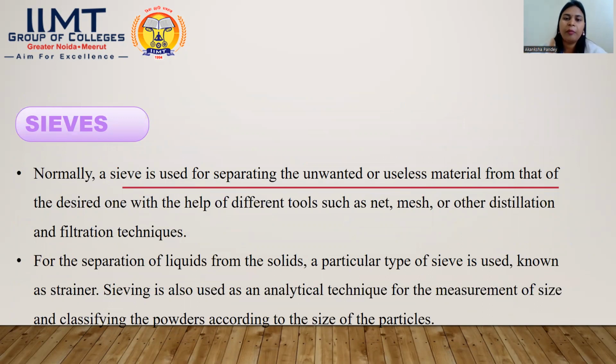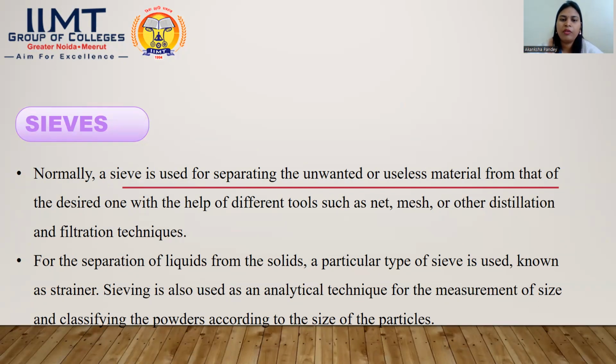Normally, a sieve is used for separating the unwanted or useless material from the desired one with the help of different tools such as net, mesh, or other distillation and filtration techniques. We already know that a sieve is equipment that is used to separate out unwanted particles, and the sieved out thing is our desired material. So basically, when we sieve, the sieved out things are desired, and the residue on top of the mesh is unwanted particles.